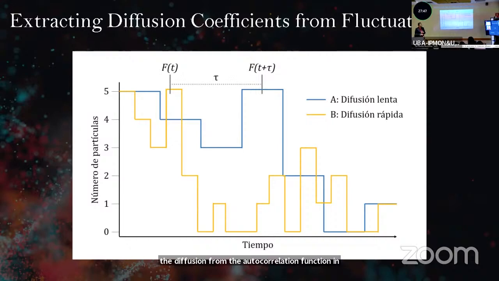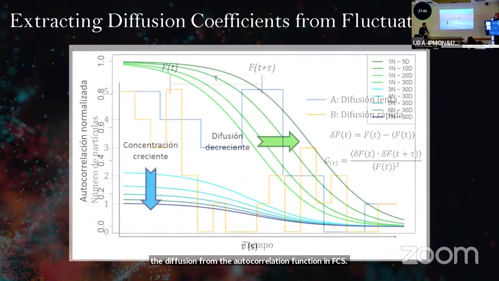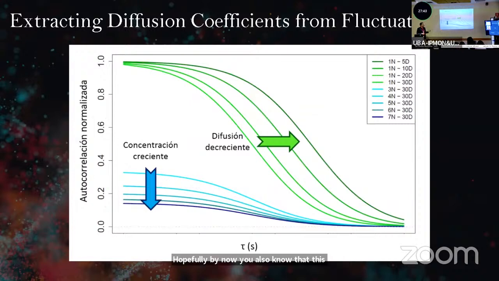And hopefully by now you also know that this looks in general a little bit like this. When you have fast dynamics, they decay very quickly. When you have slow dynamics, they decay slowly. And so the similarity of the signal with itself is preserved for a longer period of time. That's the way to understand it.